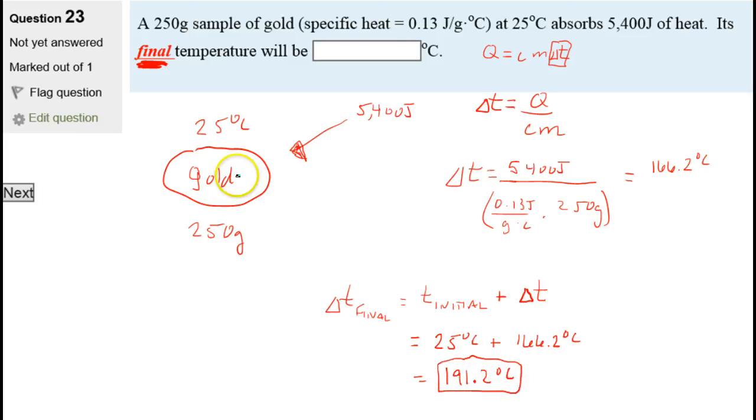Going back to the question, if this 250 gram chunk of gold that's at 25 degrees Celsius absorbs this much thermal energy, what will its final temperature be? It looks like it's going to be 191.2 degrees Celsius.